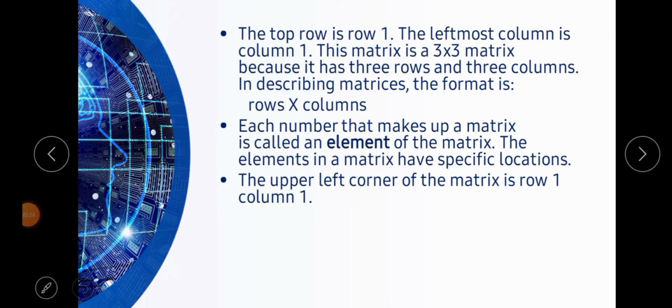The top row is row 1. The leftmost column is column 1. This matrix is a 3 by 3 matrix because it has 3 rows and 3 columns. In describing matrices, the format is rows times columns. Each number that makes up a matrix is called an element of the matrix. The elements in a matrix have specific locations. The upper left corner of the matrix is row 1, column 1.